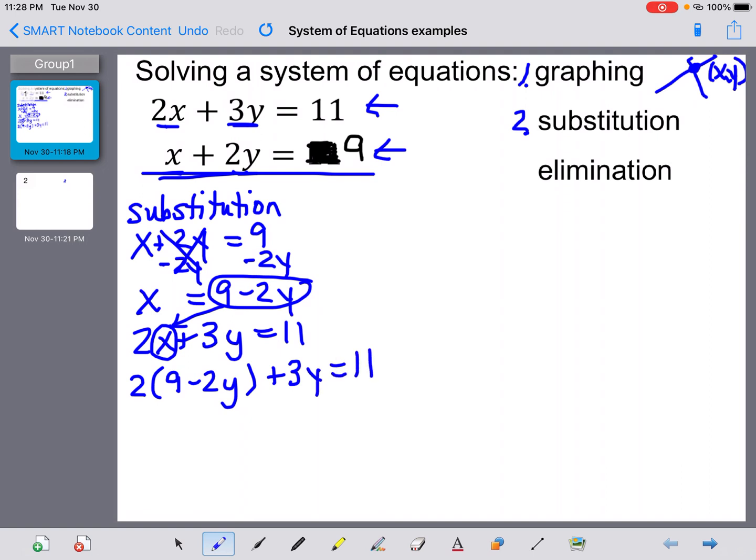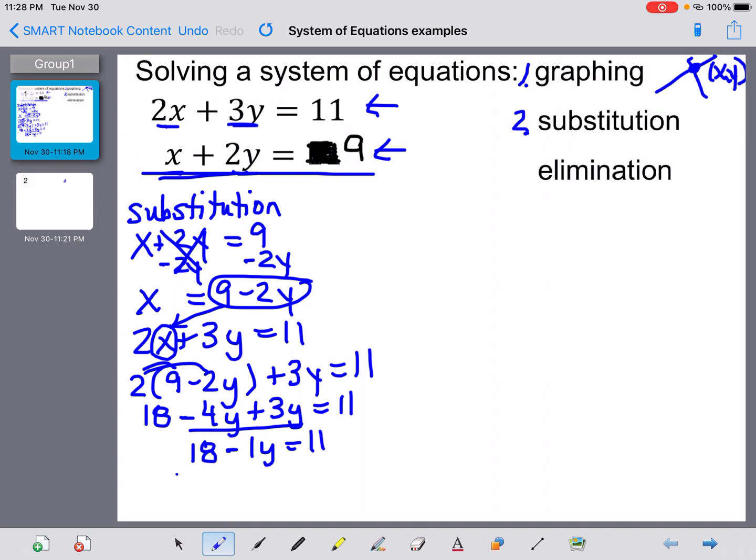So I see a parenthesis, so I distribute. 2 times 9 is 18. 2 times negative 2y is negative 4y. My parenthesis is over, so I'm done distributing. And I have a plus 3y equals 11. On the left side, I have two like terms there, so I can join those. Negative 4y plus 3y makes negative 1y. You can make it negative 1y. You could just write negative y, your choice.